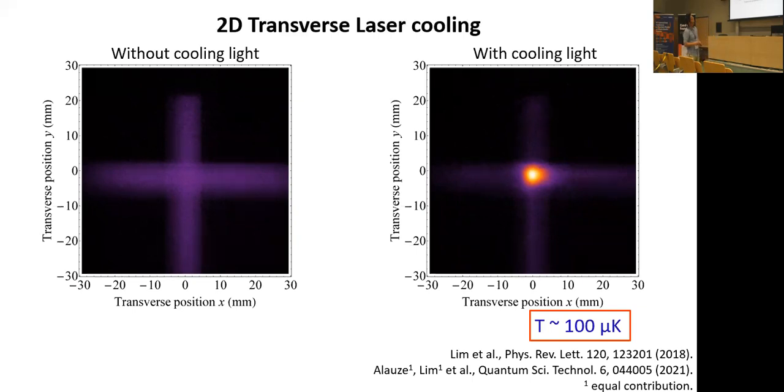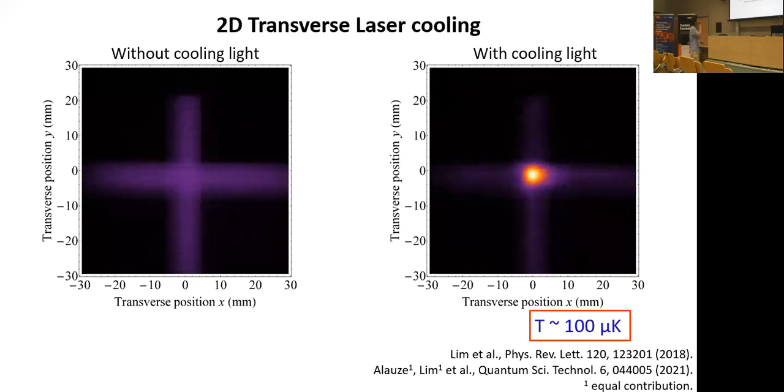By looking at the size carefully, we worked out the temperature, which is about 100 microkelvin. With this temperature, the molecules can fly for about 100 milliseconds without changing their size that much. Inside this bright circle, we have about 10^6 molecules per shot. And the beam brightness is increased by 300 times.